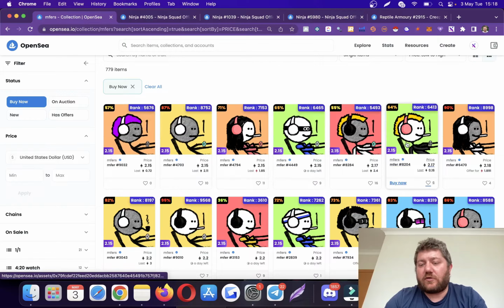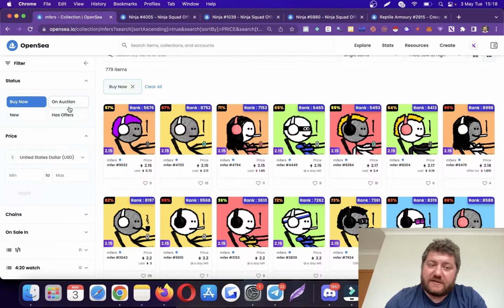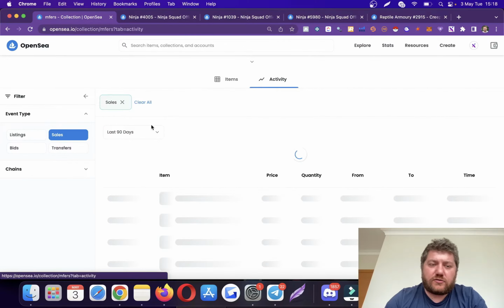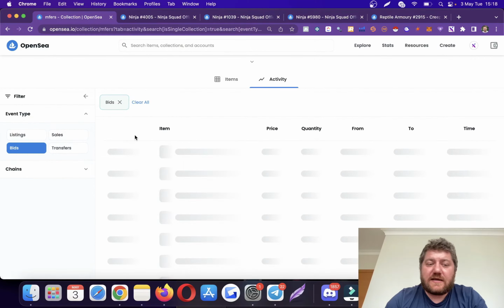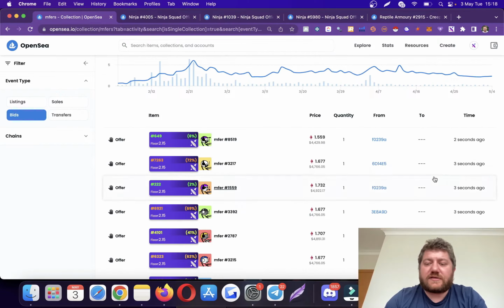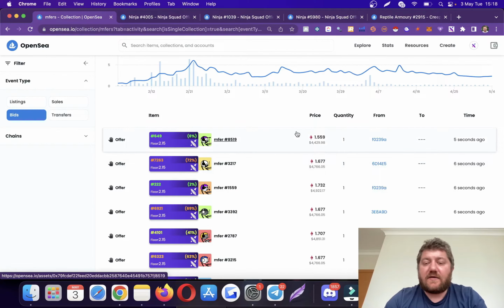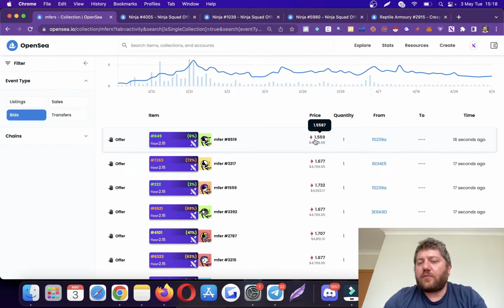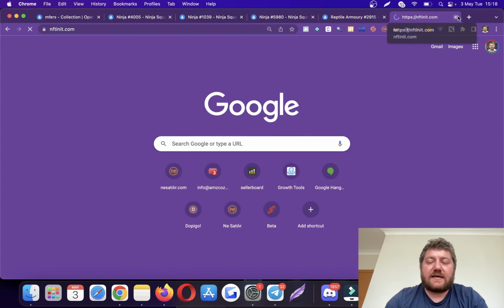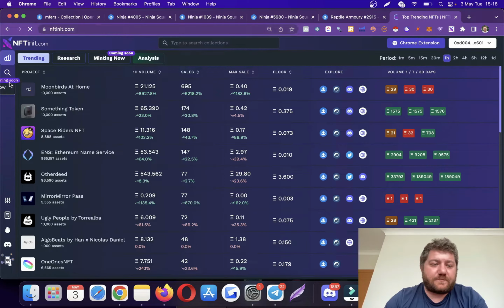Then you will notice the floor increasing. However, there are offers going on in this collection too, I'm pretty sure. How you can find out is you can go to the activity tab and then go to bids. So you see there are continuously offers being sent from different users. The floor price was 2.15, right? Keep that in mind. And this gentleman is placing an offer for 1.55. Let's go back to NFTinit and see the profit calculation.